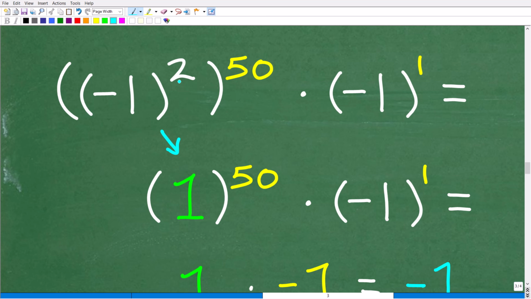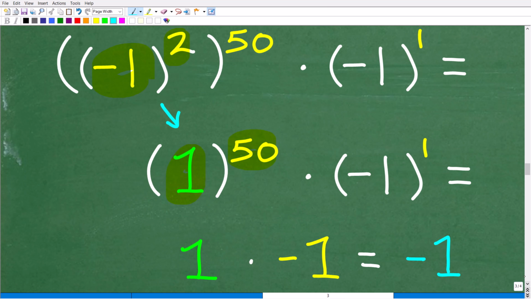So -1 squared, this I can have absolute certainty what this is equal to, right? -1 squared is -1 times -1. It is a positive 1. For sure, I know that. So really, -1 squared to the 50th is the same thing as a positive 1 to the 50th power. Now what does that mean?